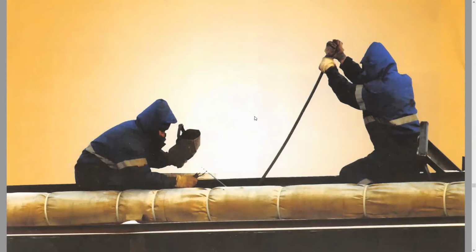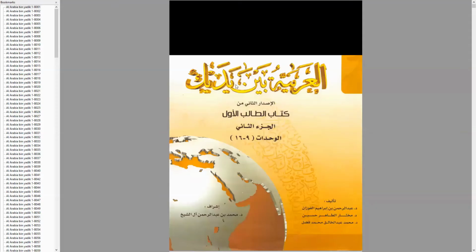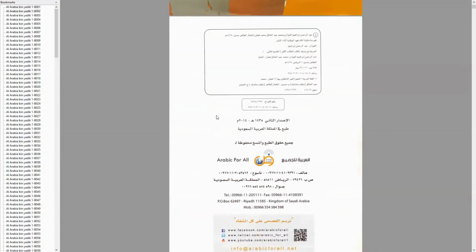Okay, alhamdulillah. We reached the last lesson in our book, the part A book. How many lessons do we have in this? Eight lessons. We just have 8 lessons. Then we have the second book. Second book is this. This is the second book. Al-Arabiyya Bayna Yadayk, Al-Isdar al-Thani min Kitab al-Talib al-Awwal, Al-Juz al-Thani. We have 9th unit to 16th unit.